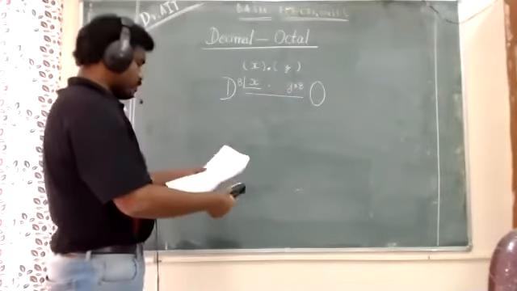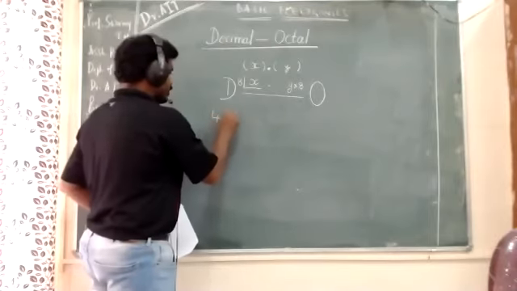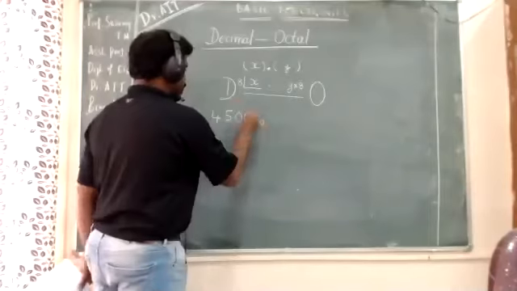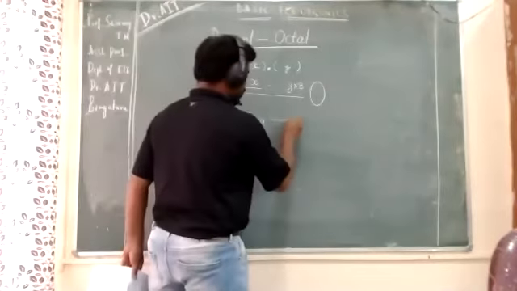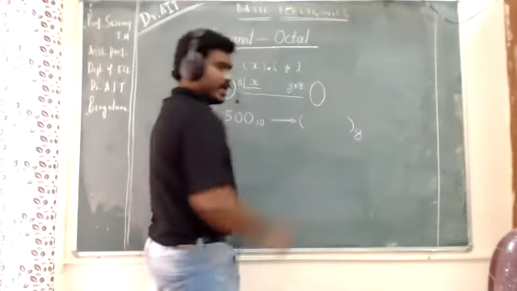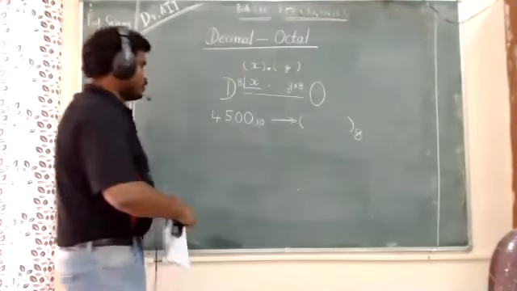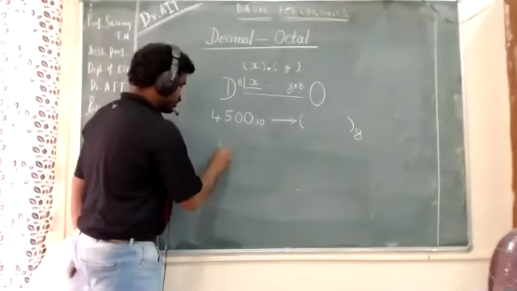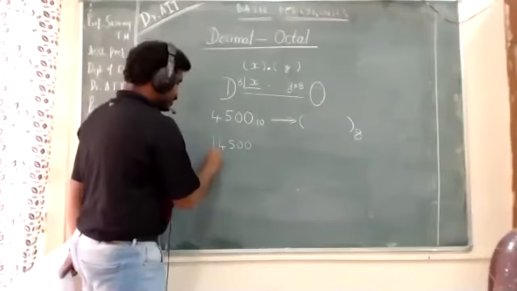Now I will take an example. The example is 4,500. So this is a decimal number, and you have to convert this decimal number to its octal equivalent. How do you represent octal? By 8. So like this. And now, what is the procedure? According to this procedure, I have to take this number 4,500 and divide it by 8.